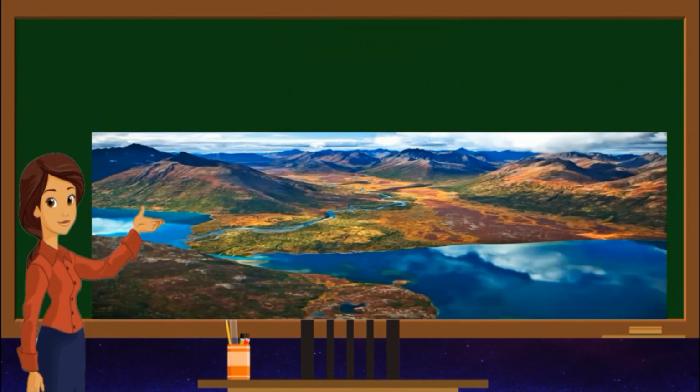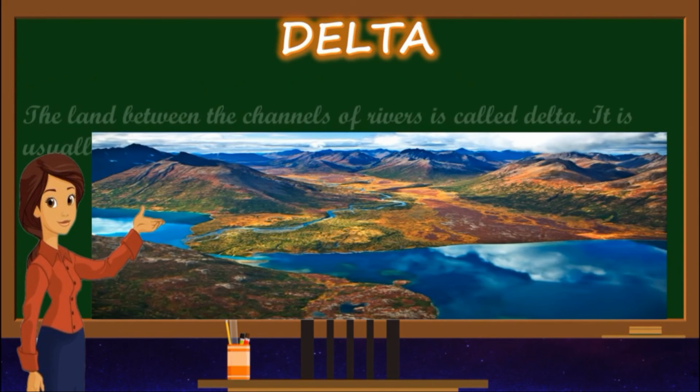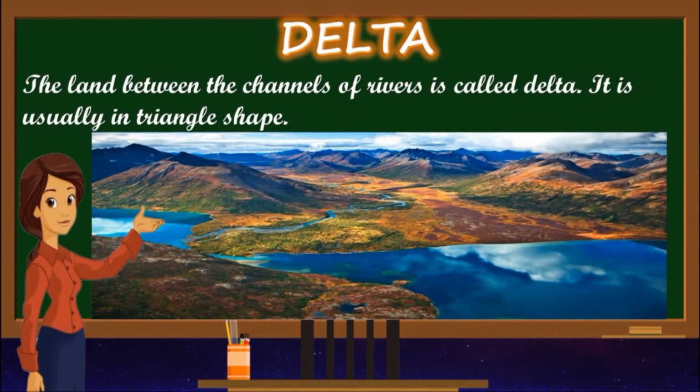Next, delta. The land between the channels of rivers is called a delta. It is usually triangular in shape. So, what is called a delta? A delta is a triangular area where a major river divides into several smaller parts, which usually flow into a larger body of water.